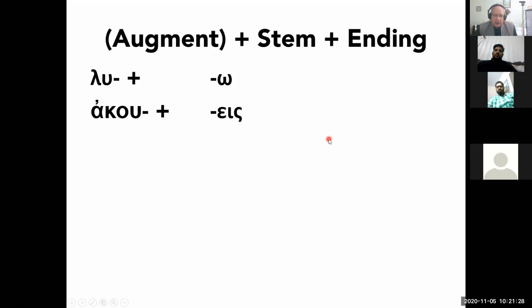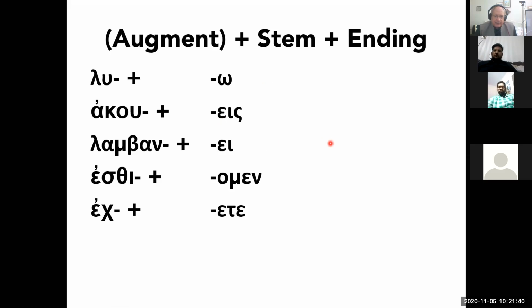Now I'm going to go ahead and take all of the verbs from the end of chapter 2 in the textbook, and I'm going to add all of the endings of the present tense. And now I have 6 different verbs, and I also have 6 different endings. Luo, I am loosing. Akueis, you are hearing. Lambanei, he, she, it is taking or receiving.